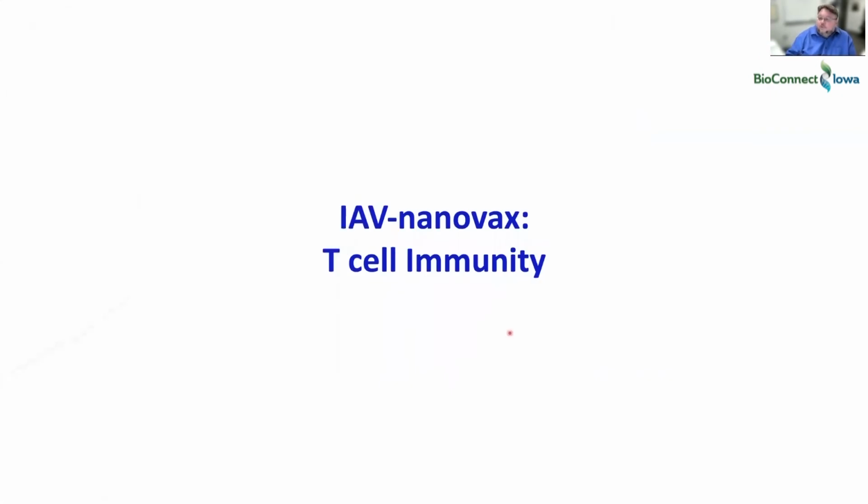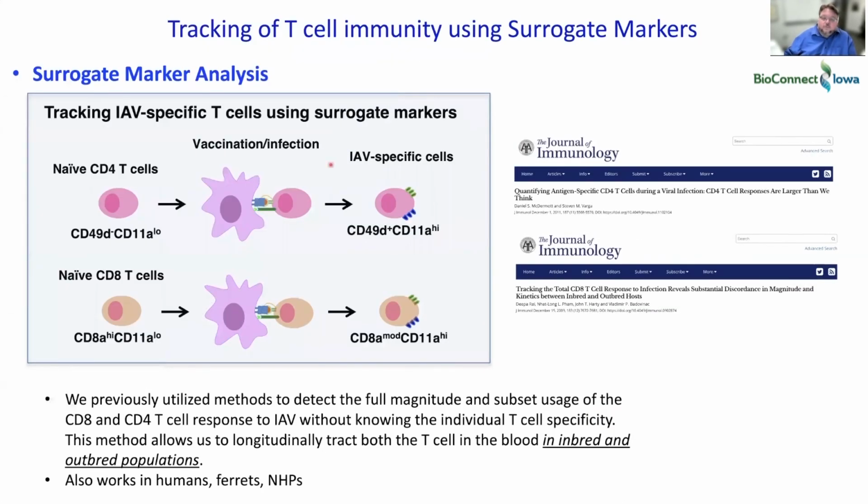So one of the hopes was we'd be able to drive a T cell response on top of the B cell response. And one of the ways we've looked at this is by using what's called surrogate markers. Now, we've used conventional techniques as well, such as tetramers and ICS assays, but we like to be able to look at outbred populations. The way this works is you see changes in markers like 49D and 11A on these T cells that tell you that they've been antigen experienced. And this is technology developed by Steve Varga as well as Vladimir Batavinix. For CD8, you have changes in CD8 alpha and 11A. This has been validated now in mice, humans, ferrets, and non-human primates, so that you can measure the response even when that population is outbred. You can measure the T cell response in the blood or other organs.